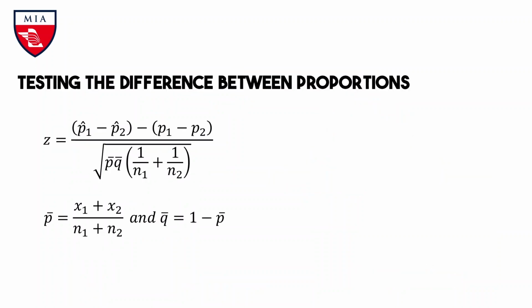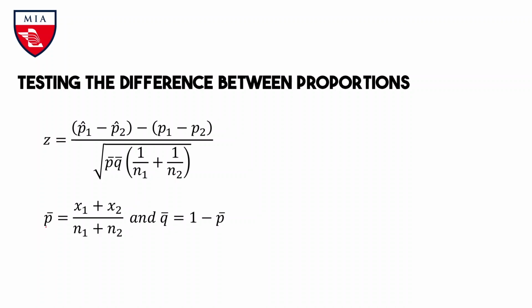So for testing the difference between proportions, in terms of a proportions test, we will use the standardized z-test statistic, or z-test. Okay? So we have this formula: z is equal to the quantity p hat sub 1 minus p hat sub 2 minus p sub 1 minus p sub 2, all over the square root of p bar q bar multiplied by 1 over n sub 1 plus 1 over n sub 2.